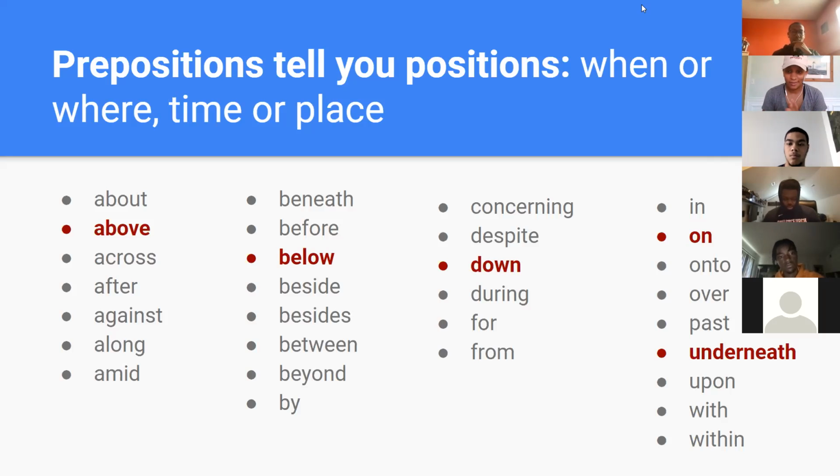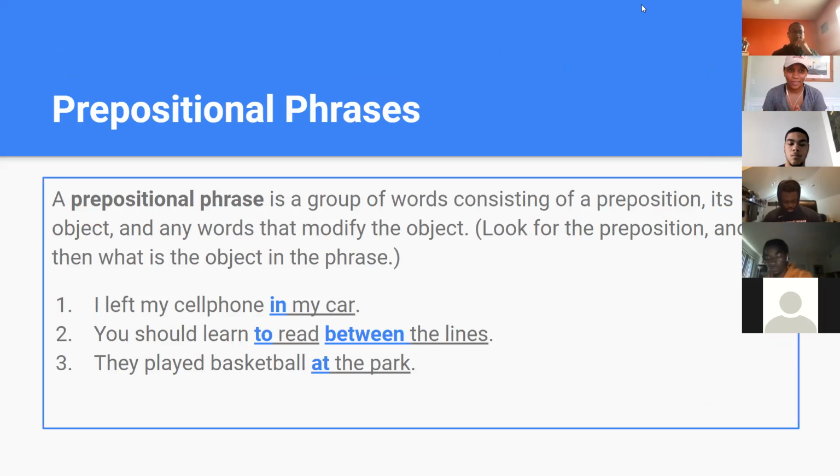Yes, ma'am. Okay, so when I say that, that helps you identify a prepositional phrase, an entire phrase that is positioning something. So a prepositional phrase basically is just a group of words. It consists of a preposition. It consists of that word that tells you where or tells you when. Tito has a question.